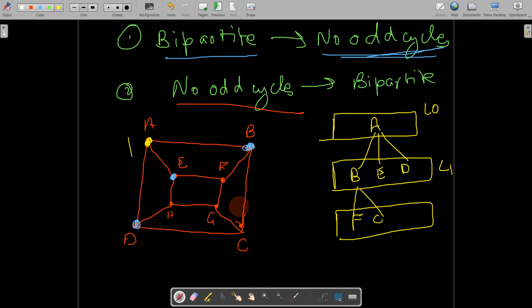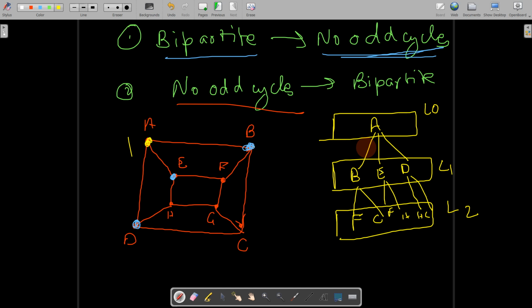Then from E, what are adjacent? F and H. Okay, F and H. And from D, what are adjacent? H and C. H and C. Okay, this is level 2, 2 distance from vertex A.